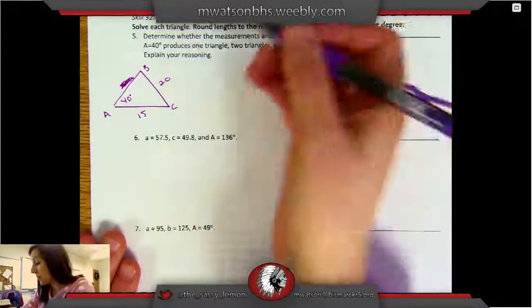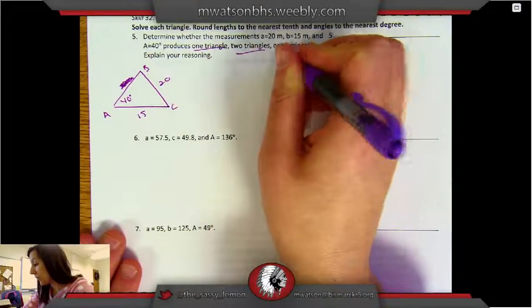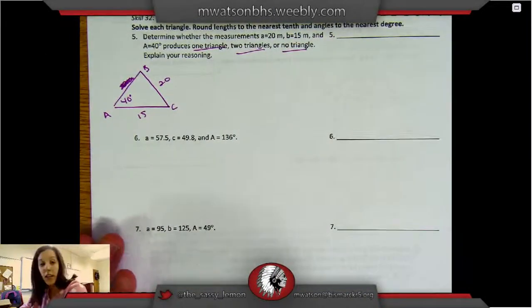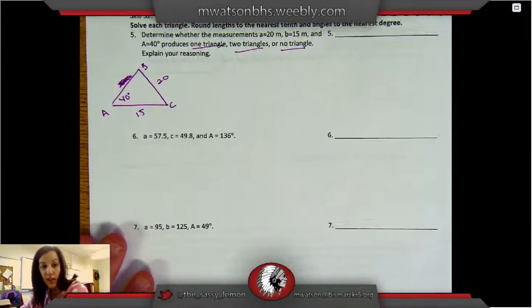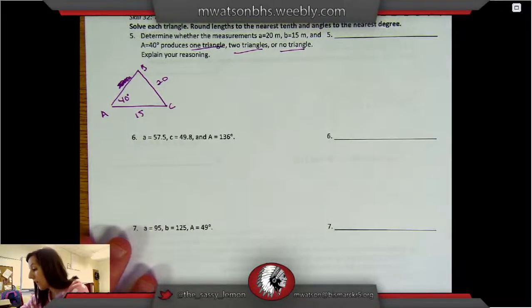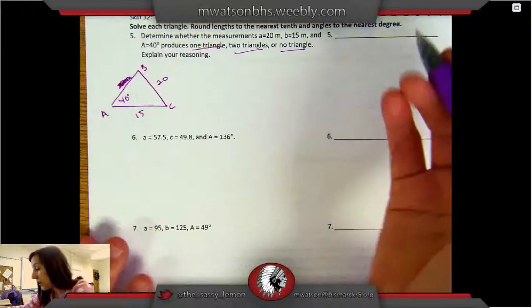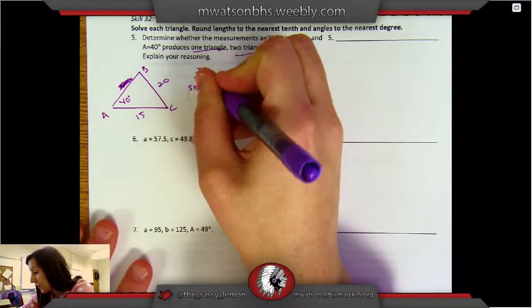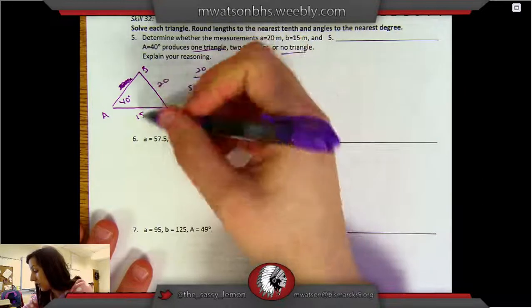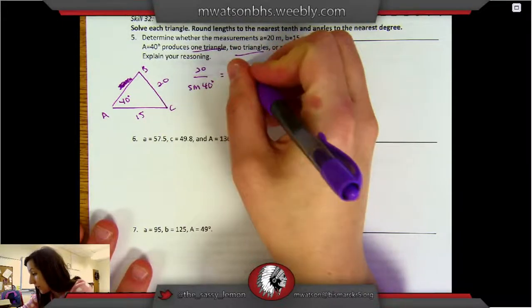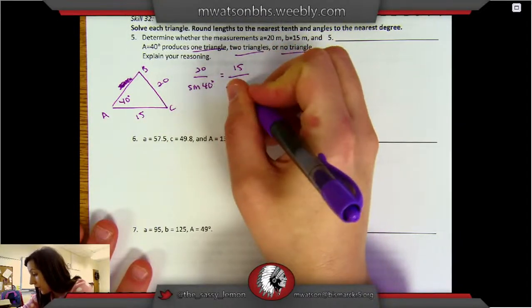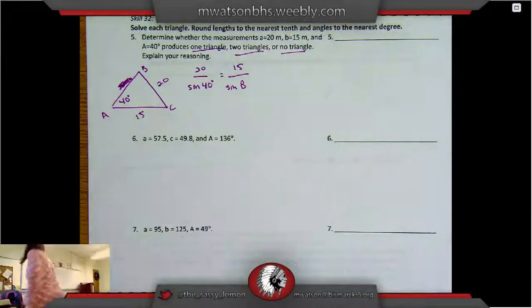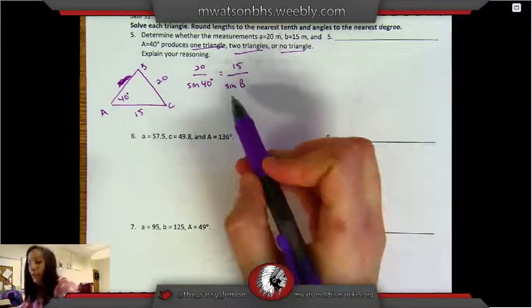Now all it says is, does it produce one triangle, two triangles, or no triangle? So we just have to work it as far as we answer that question, because it's not going to be checking for all of our answers. But we have a known ratio, so I'm going to go ahead and set that up. And I'm going to have to look for angle B. I'm going to have to do some calculating here. So I'm going to cross multiply and divide.